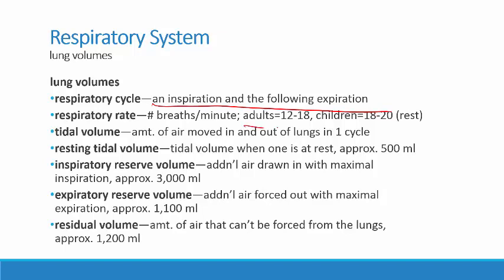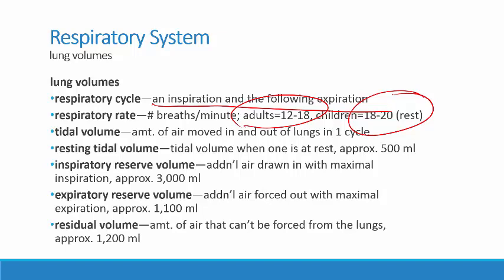Adults have somewhere between 12 and 18 respiratory cycles per minute. Children at rest, 18 to 20. Smaller bodies equal more respiration. You look at a shrew or a bird, and they're breathing a lot. So the smaller the body, the more the respiration has to happen.